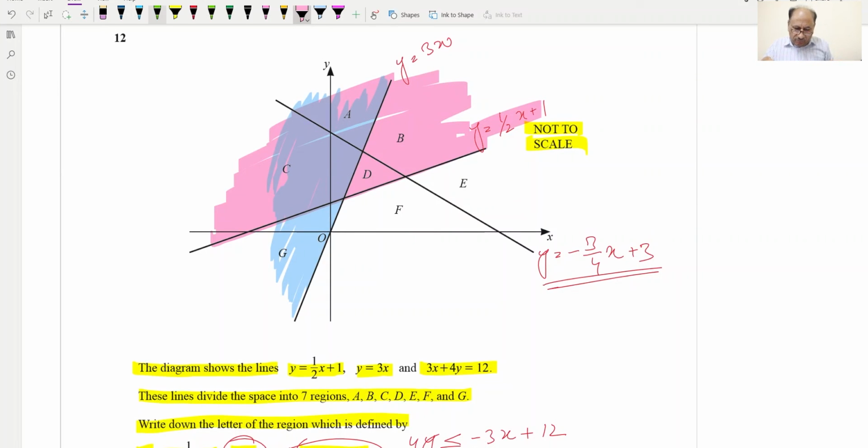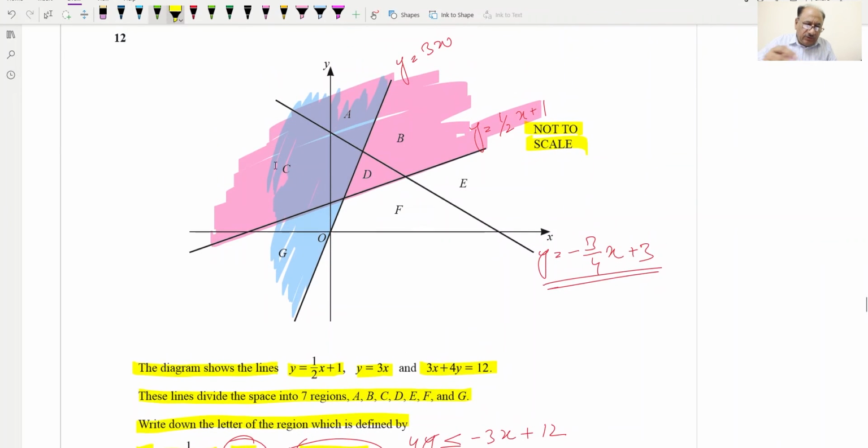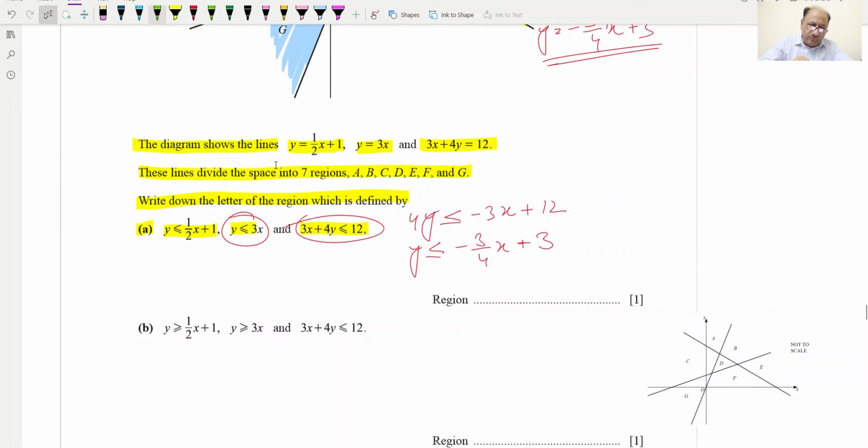Now we will identify the region for y less than the third line. For this third line we require the lower region of the line, so the upper region will not be required, so we will shade the upper region. So it means for this we have F as our answer, which is required, and we can write here F is the region for this one.